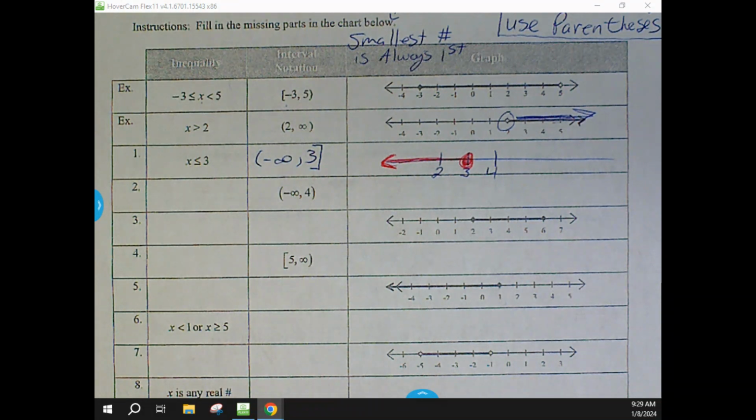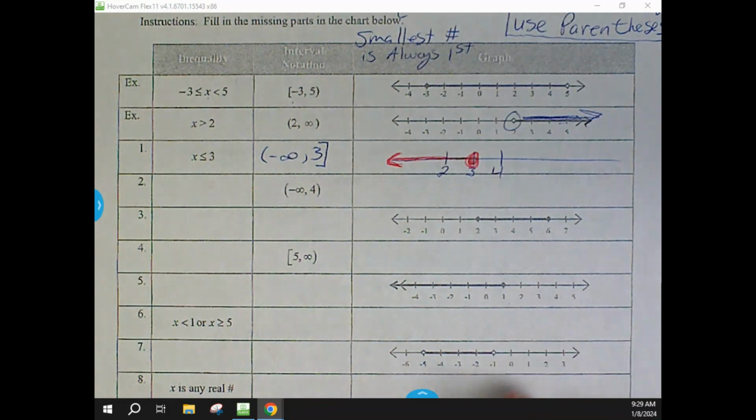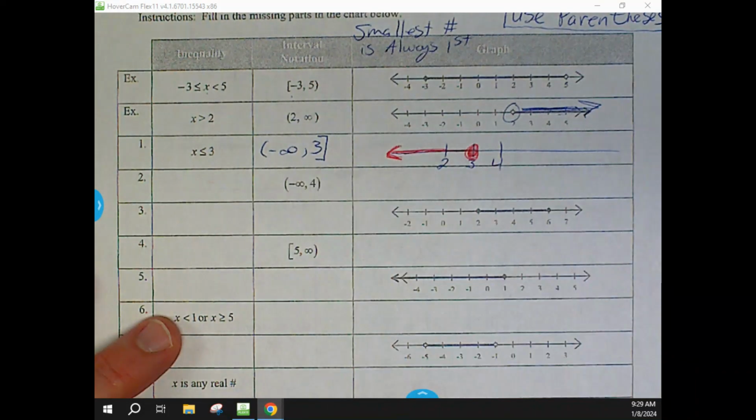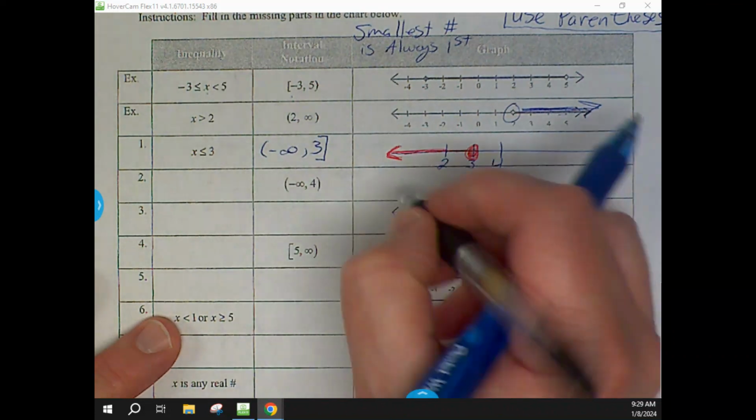Okay, and that's all the interval notation is going to do, is just take what we have here. Instead of having to draw a graph, we're just going to give it to you with a couple of points. Here's our lowest number. Here's our highest number.